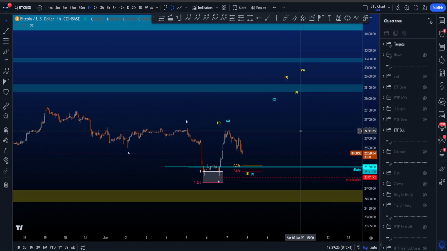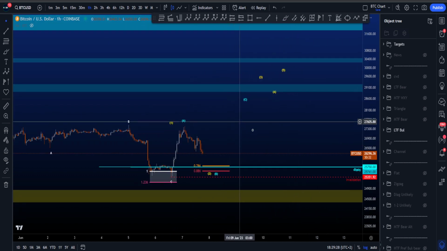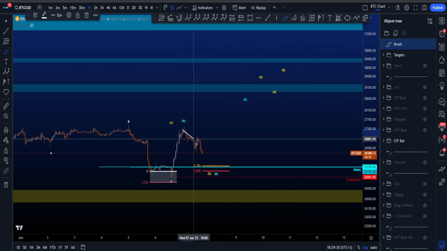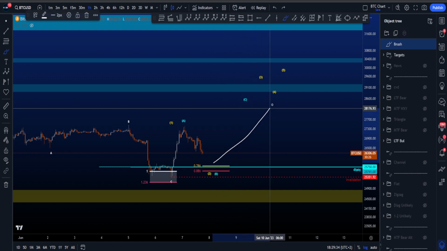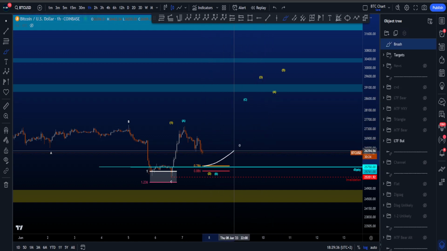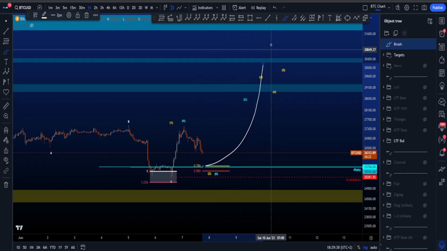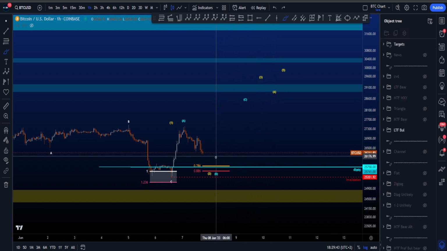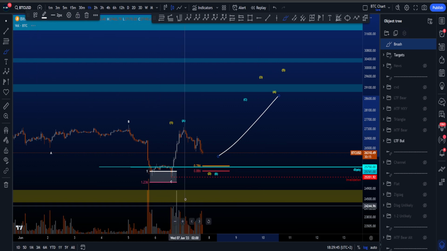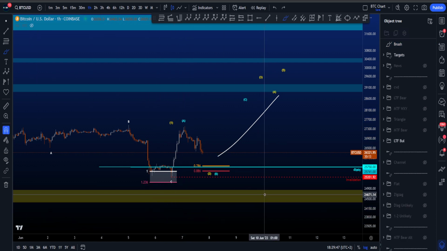Now it is important to know the difference between an ABC and a 1, 2, 3, 4, 5. So if we do get a move down and then a move up, then a wave C tends to be a bit more lazy and sideways, and a wave 3 tends to be more parabolic and more of an upward structure, with also the volume increasing massively in a wave 3, while in a wave C you expect the volume to be quite similar to wave A.